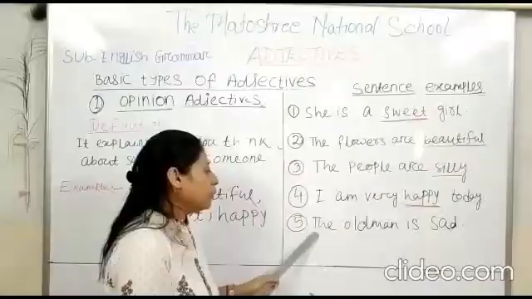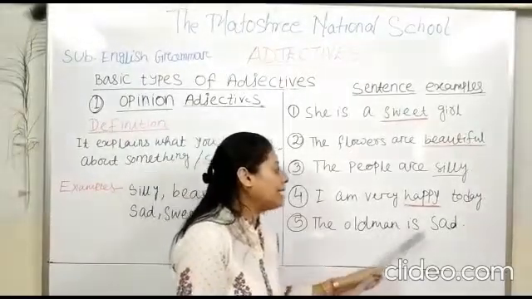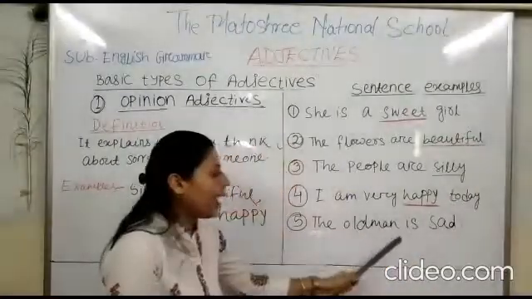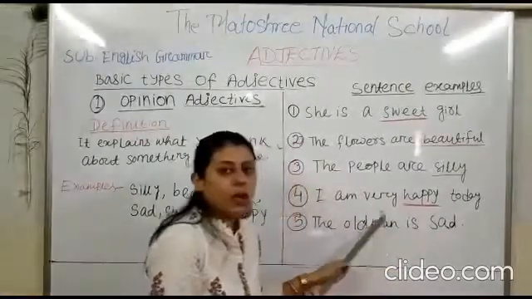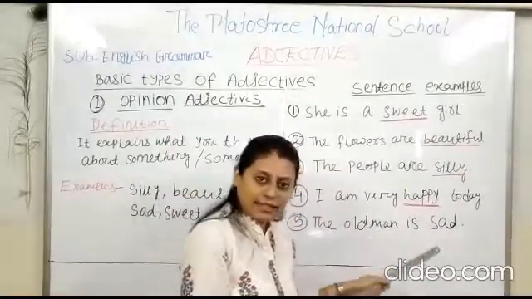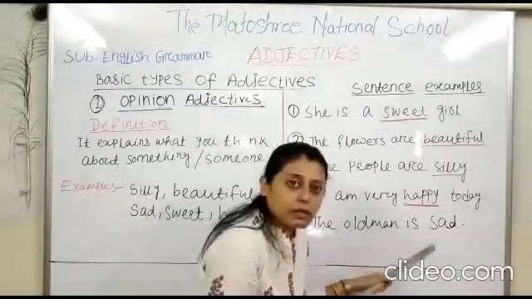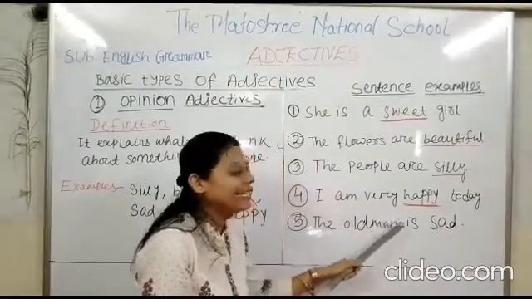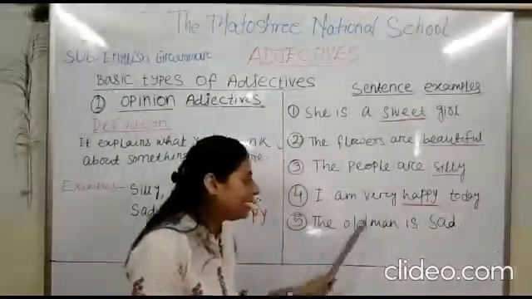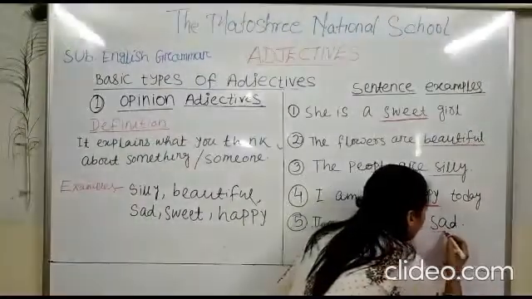Now, the last sentence is, the old man is sad. I saw an old man and I asked him, why is he sad? So, it's my opinion about the old man that he is sad. So, here, sad is an opinion adjective.